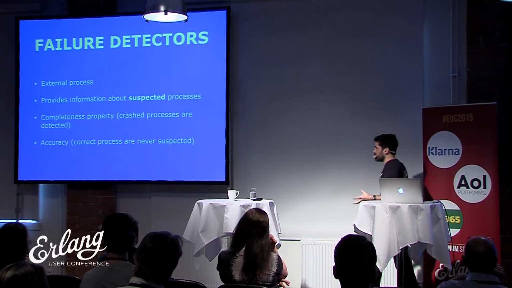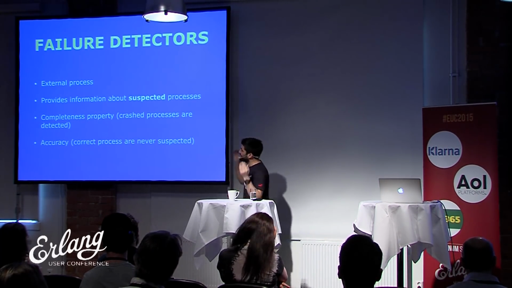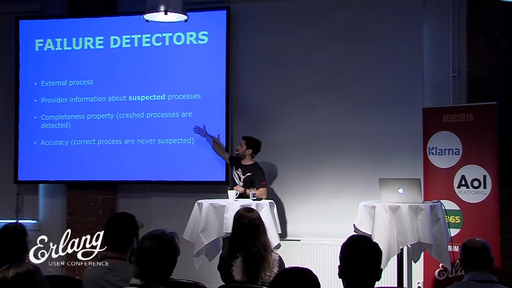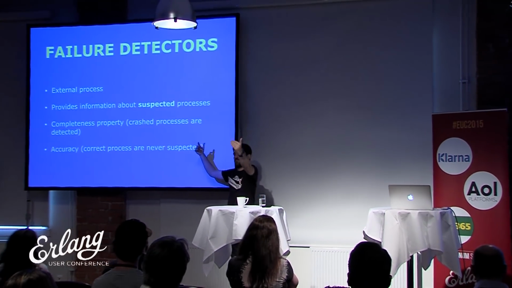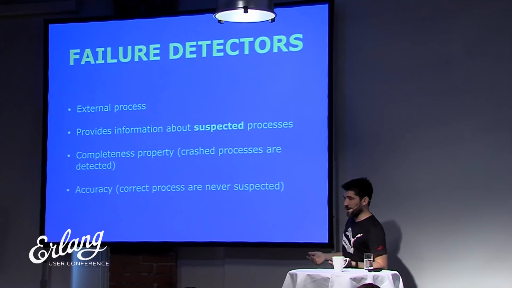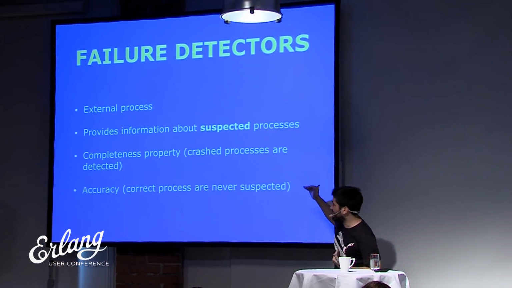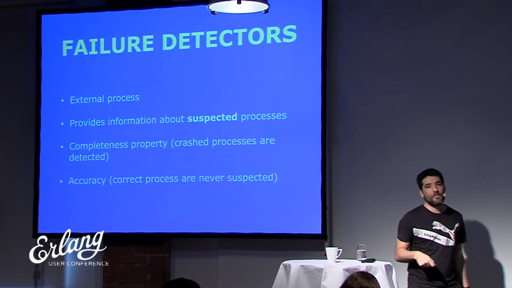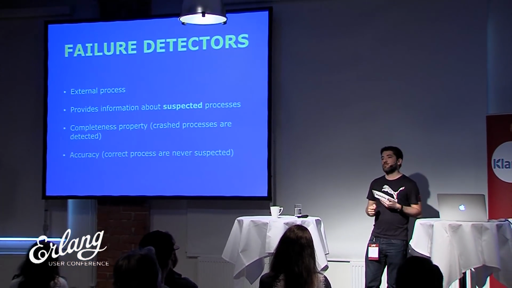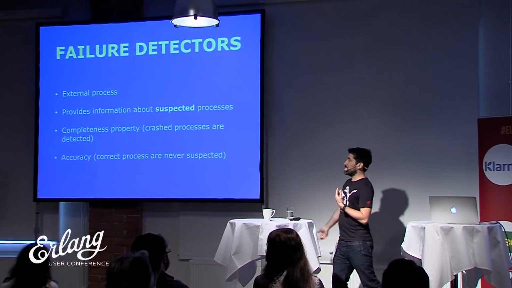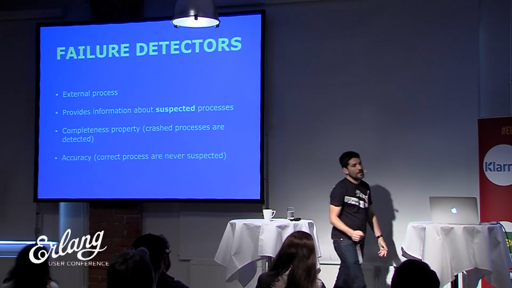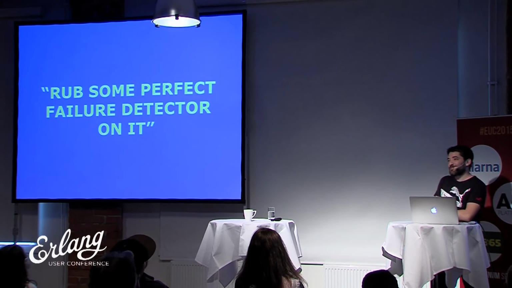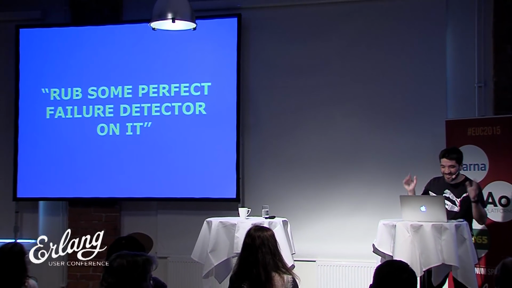So I have a question. I don't expect you to answer, because we don't have time. Completeness: crashed processes are detected. If you have a completely asynchronous system, how are you going to solve this when you have no idea if the other process is replying or not, or it's just taking a siesta like we do in South America? And the same with correct processes never being suspected. You give a timeout of 1 minute, you don't get a reply, you mark the student as not coming into your class, and then suddenly they enter. So your accuracy went out of the window. As we like to say, rub some perfect failure detector on it. If you have this problem, you start rubbing this until you are done, let's say.